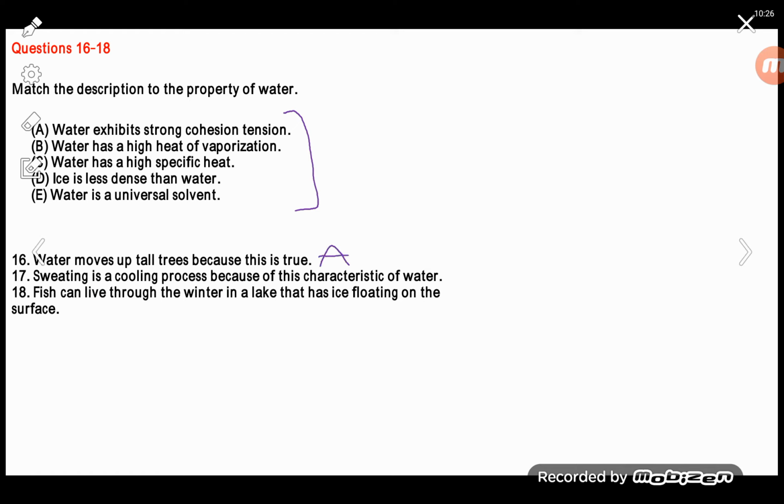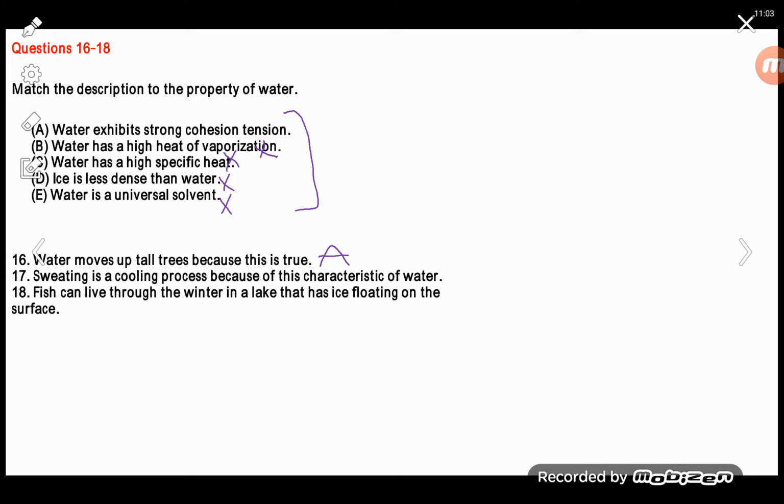For this one, regarding the movement of water into the tree, guys, this one has no relation. Water has high heat of vaporization and high specific heat. That doesn't have any relation with the movement of water into the tree. Ice is less dense, again it has no effect. Water is a universal solvent, also this one has no relation. So, guys, let us come to the next question.